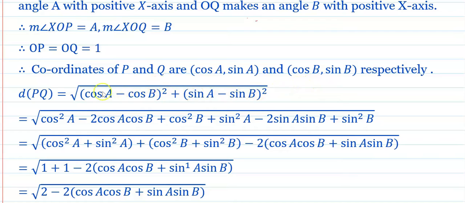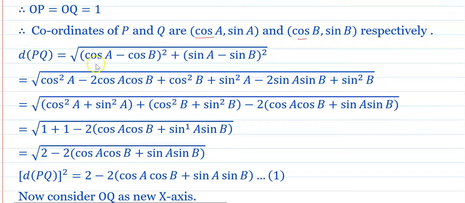Then we will find out the distance PQ. That is, the distance PQ is equal to the square root of the difference of x coordinates squared, which is (cos A minus cos B) whole square plus (sin A minus sin B) whole square. And if you expand this square, that is cos square A minus 2 times cos A into cos B plus cos square B plus sin square A minus 2 times sin A into sin B plus sin square B.